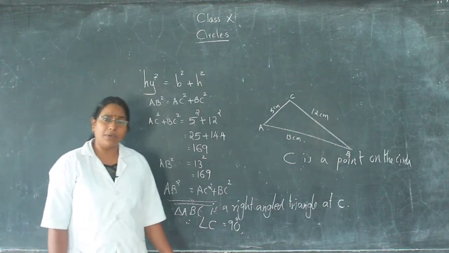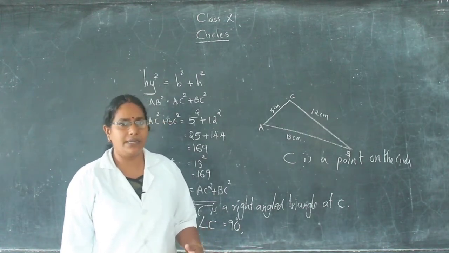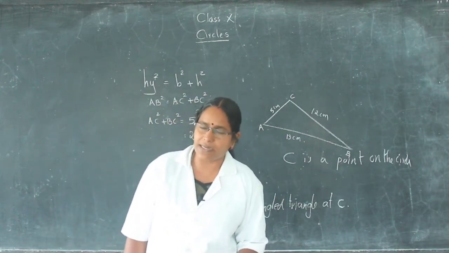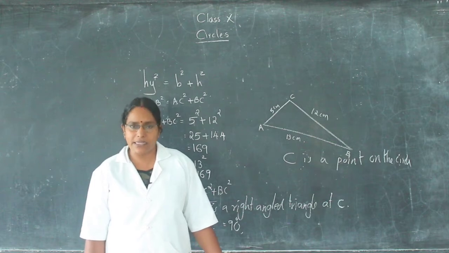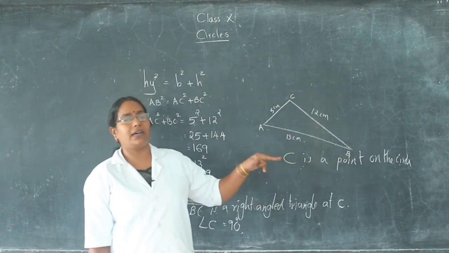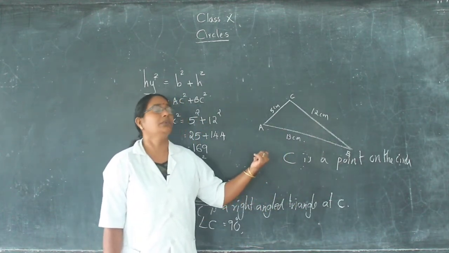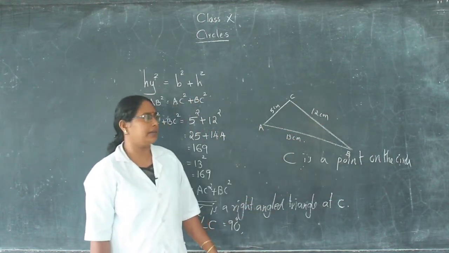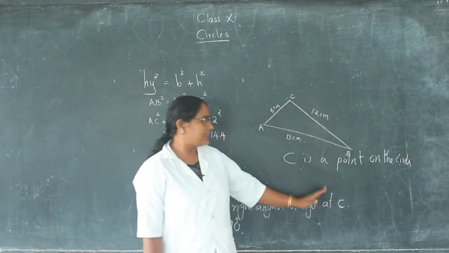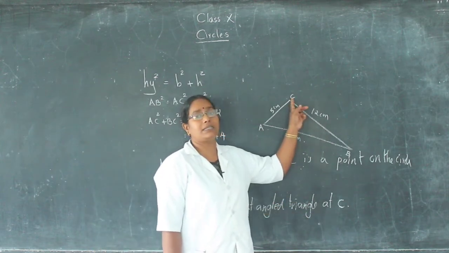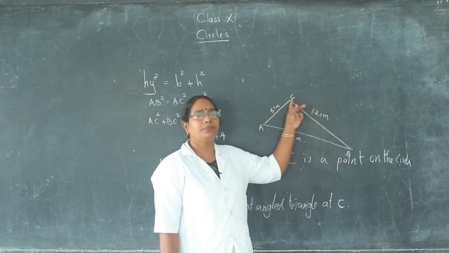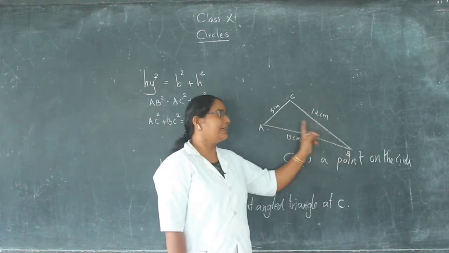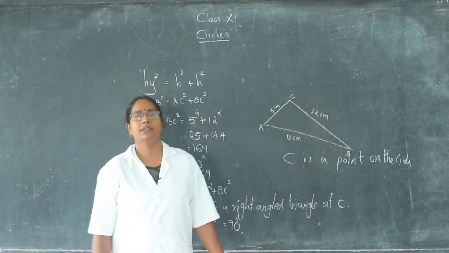Therefore, there are three types of questions. If the angle is 90, it is on the circle. Less than 90, it is outside the circle. More than 90, it is inside the circle. Here, when sides are given, we use the Pythagoras theorem and prove it is a right angle triangle at C. Therefore, angle C is 90 degrees, so C is on the circle. The other two vertices are always less than 90, therefore they are outside the circle.